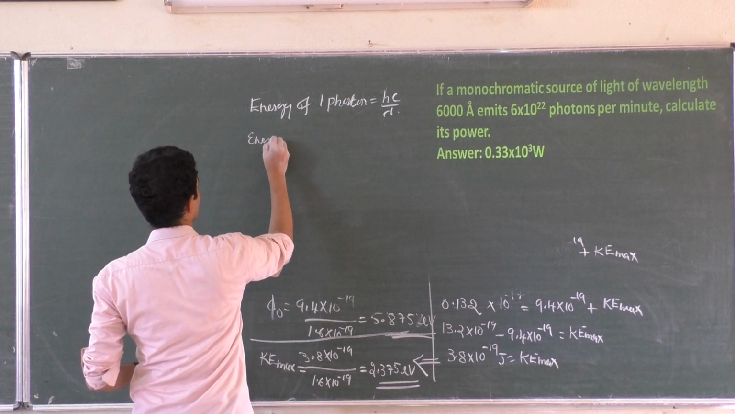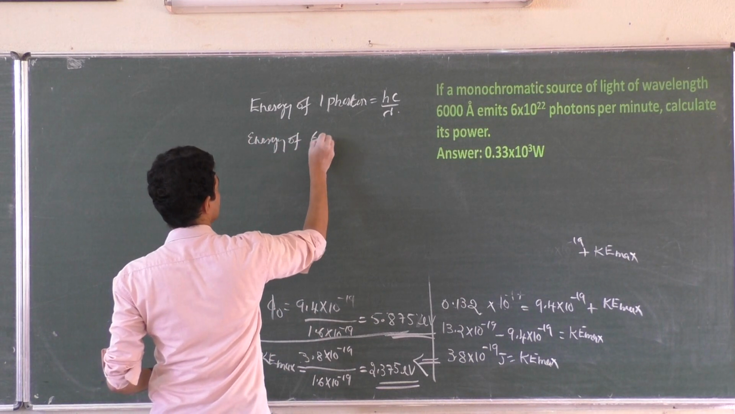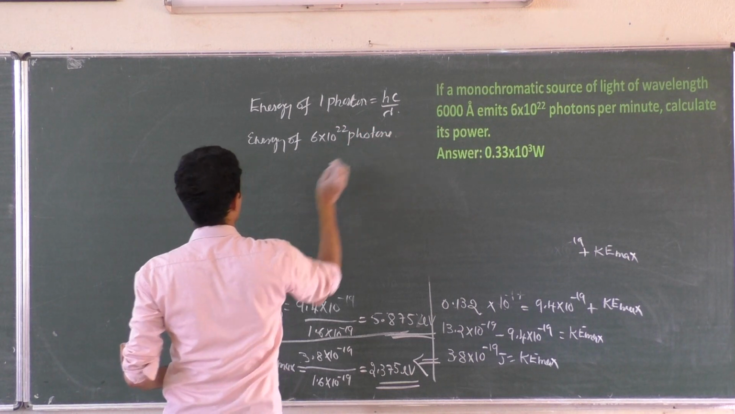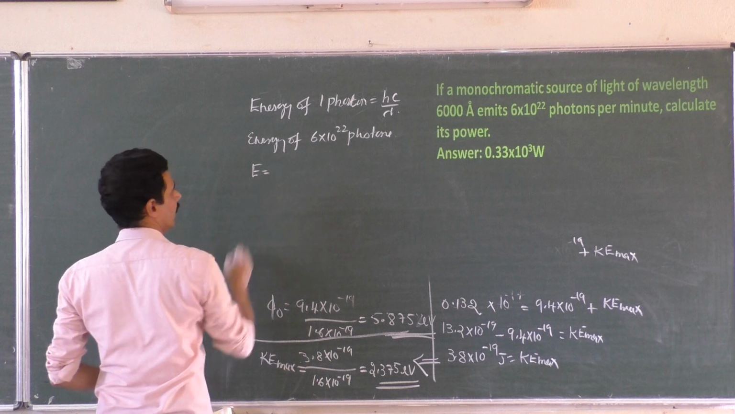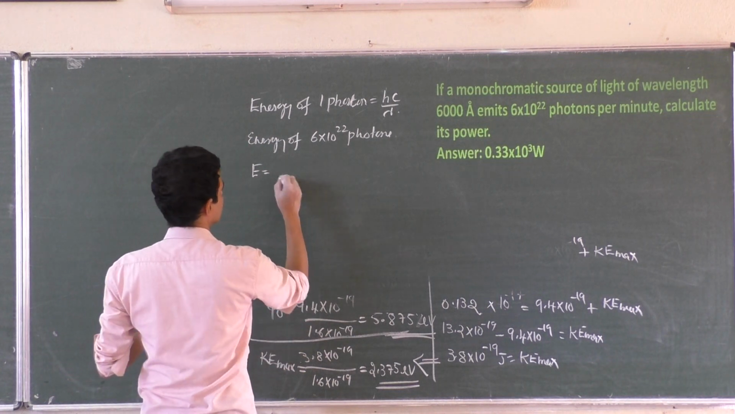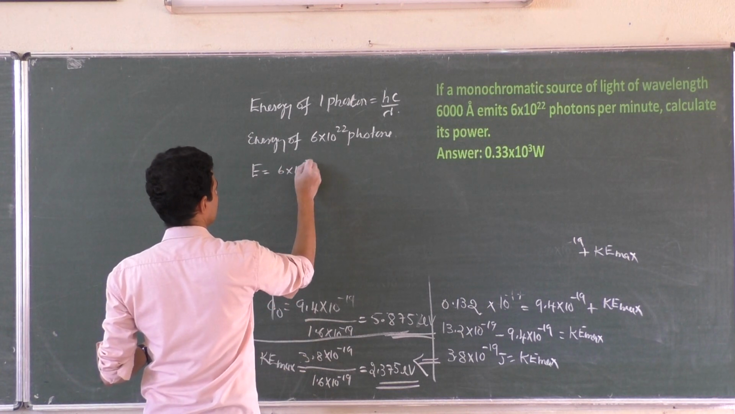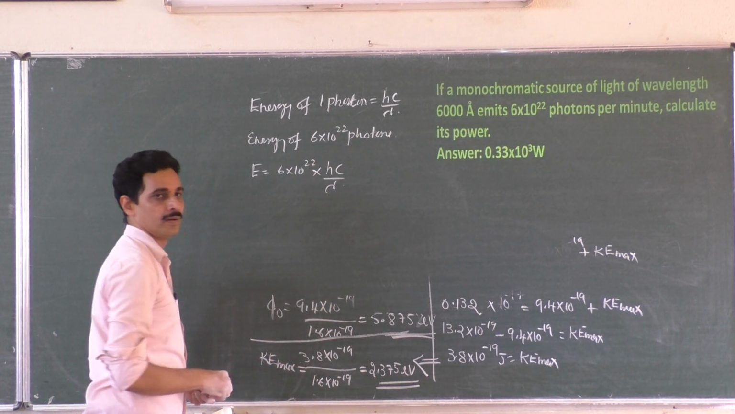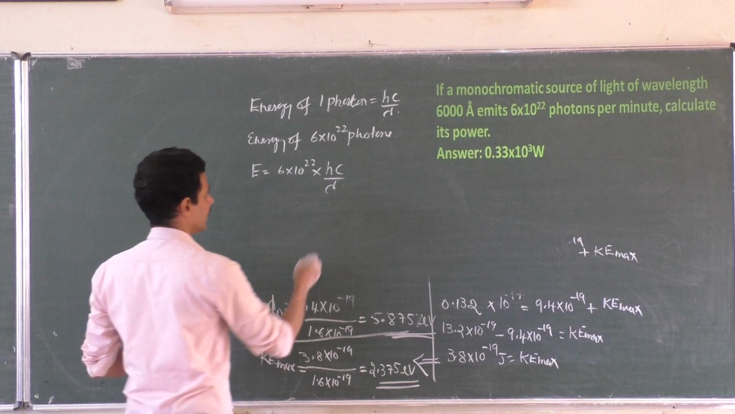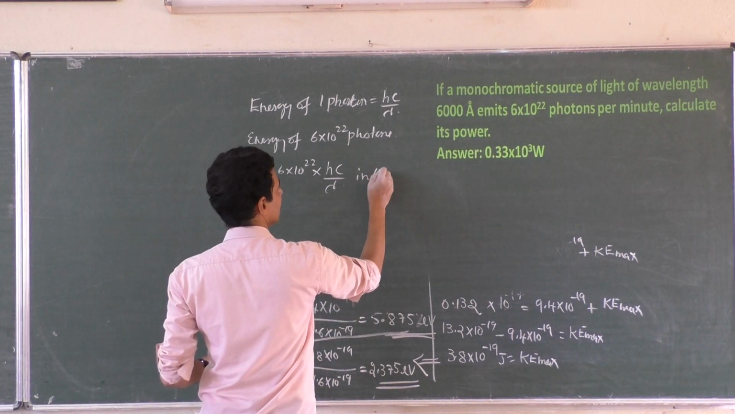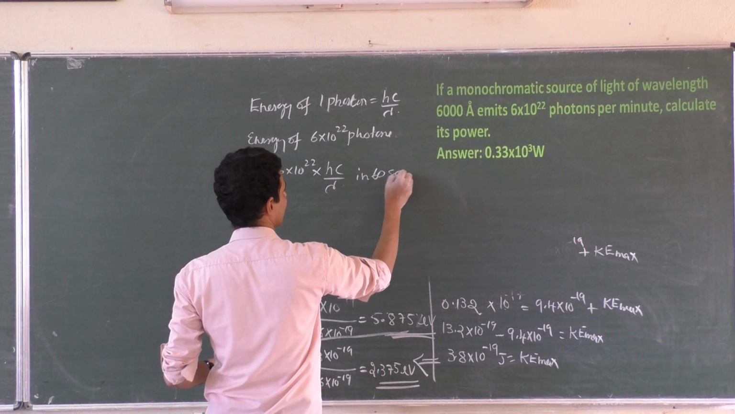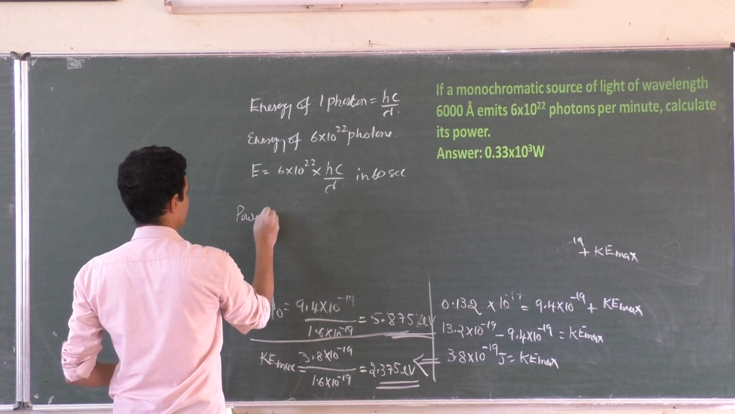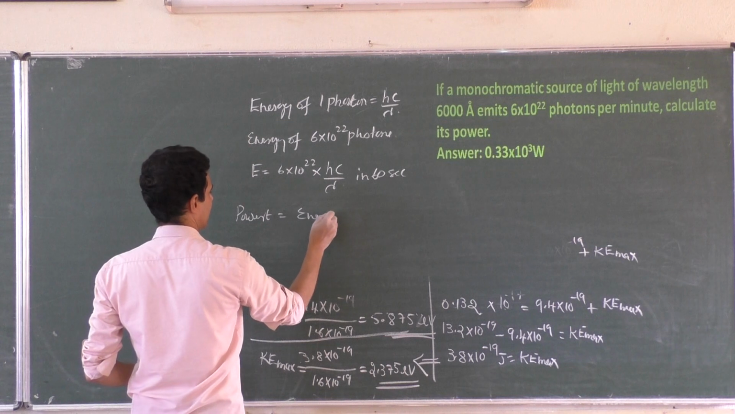Energy of 6 into 10 to the power 22 photons. E is equal to how much? 6 into 10 to the power 22 photons into energy of each photon. That is the total energy released in one minute, that is 60 seconds. So what is power? Power is energy by time.